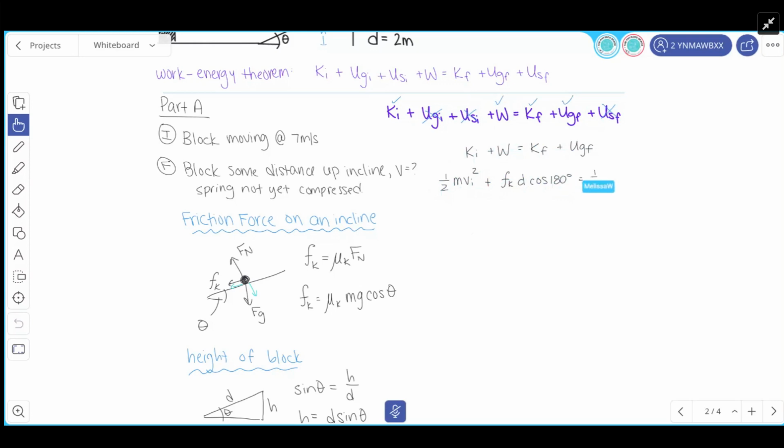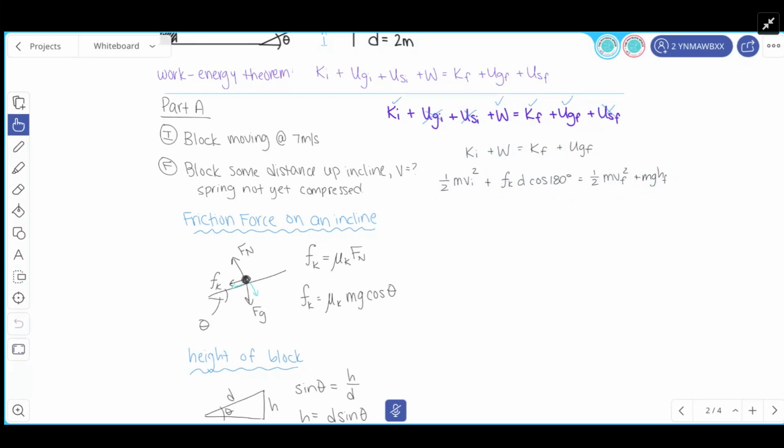And then for the final kinetic energy, that would be 1/2 times the mass times our final velocity squared. That's what we're going to solve for. And then the gravitational potential energy would be mg times that final height. So there's a couple more things we're going to have to swap in expressions for.